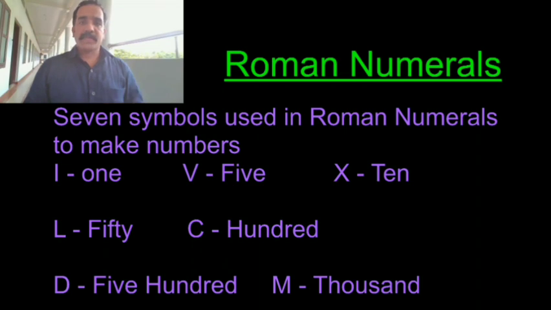Okay, so we saw how to make numbers using the Roman numeral system. I to represent 1, V for 5, X for 10, L for 50, C for 100, D for 500, and for 1000, M. And also to represent 1000, we saw we use a bar above these symbols.